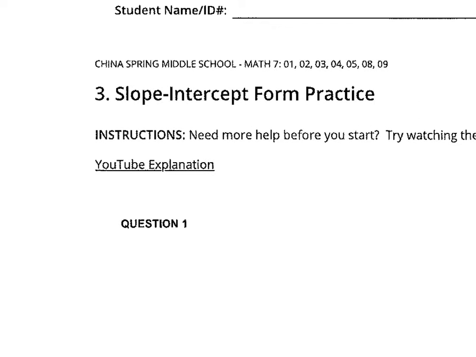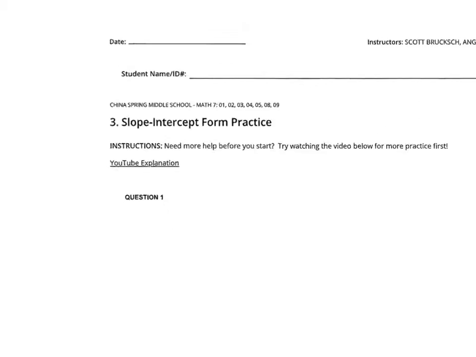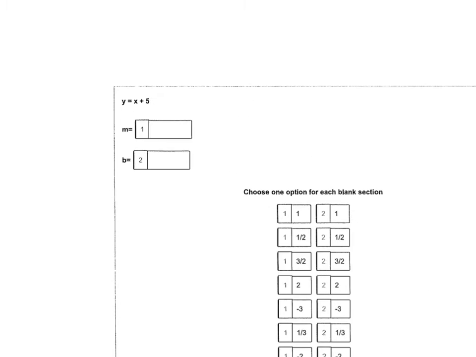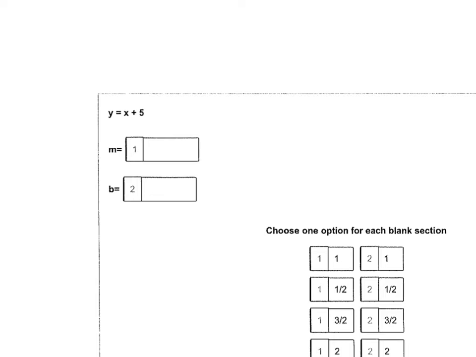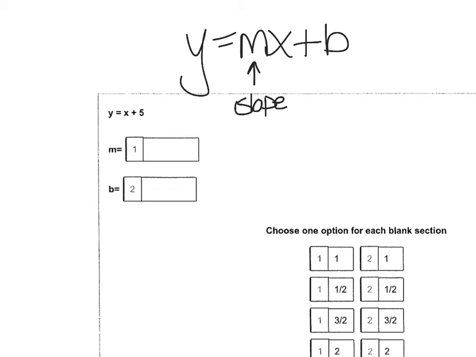Okay, slope-intercept form. I printed this from Schoology, so it looks kind of weird, so I'm going to have to scooch over. There is a YouTube explanation on this worksheet, so I would watch that if you need to. On these, you're just labeling what the slope is. So this is our slope-intercept form.